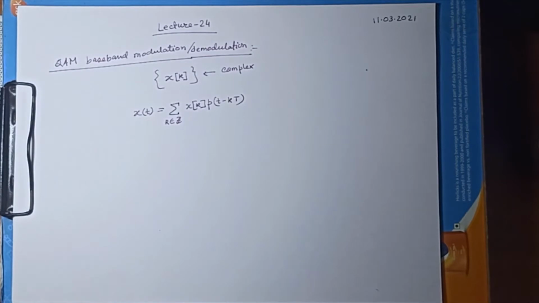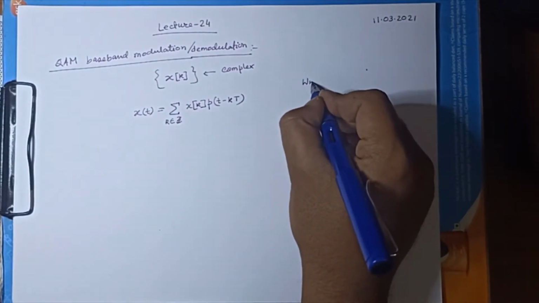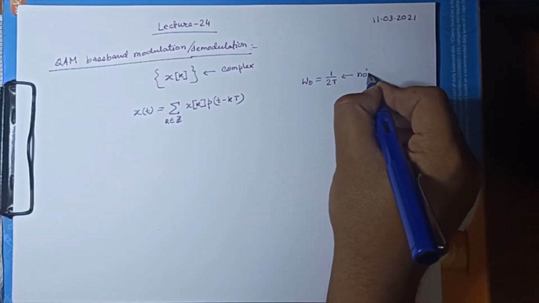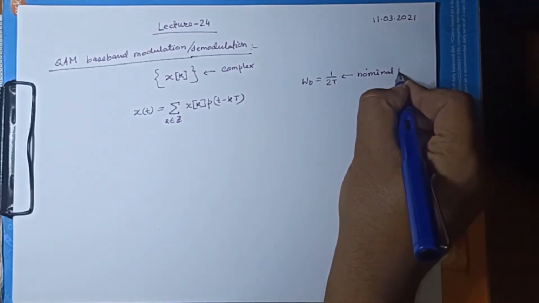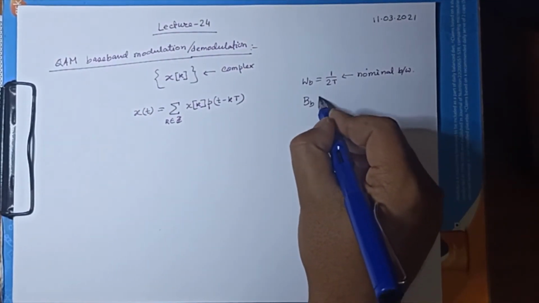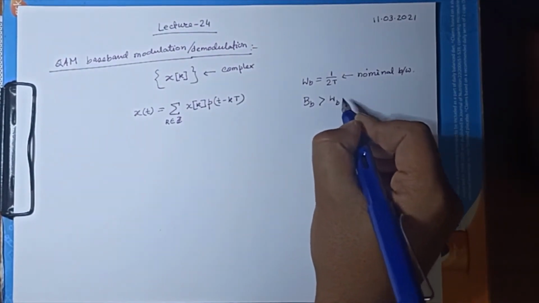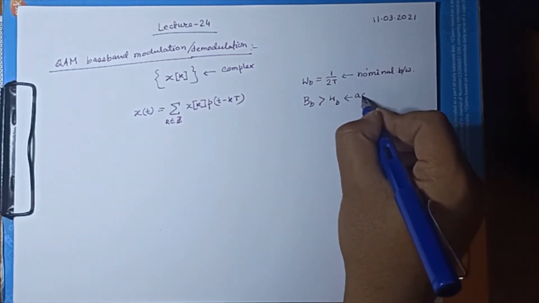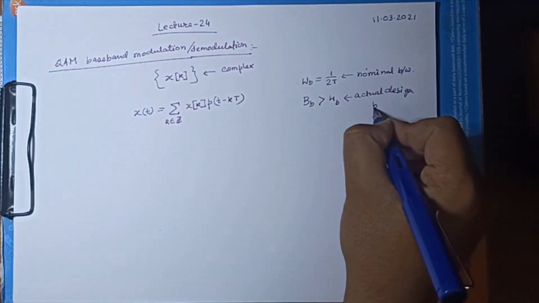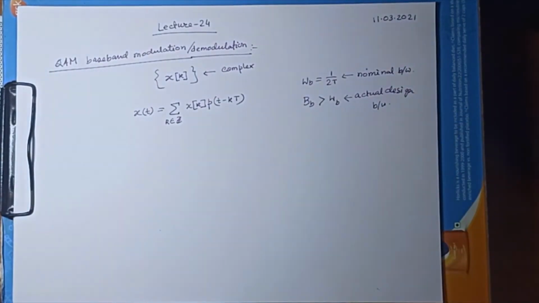And we have our nomenclature, which is W_B equals 1 by 2T to be our nominal bandwidth, and the actual bandwidth is a little bigger than the nominal bandwidth. So this is the actual design bandwidth. This has been discussed in that Nyquist criteria, right?